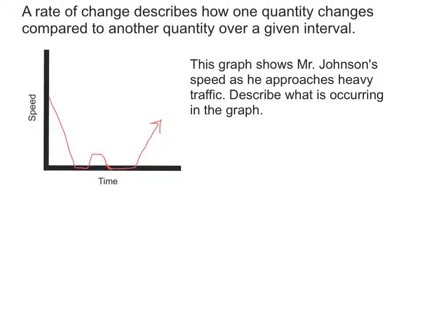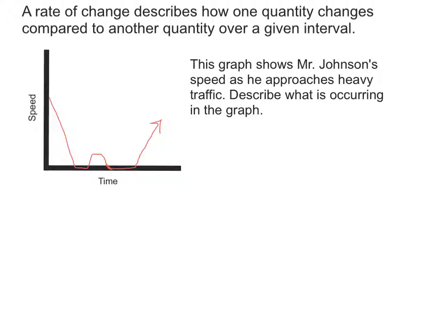Hello. Today we're going to be talking about rate of change. What a rate of change does is it describes how one quantity changes compared to another quantity over a given interval. In my graph, for example, I'm showing Mr. Johnson's speed as he approaches heavy traffic. And I'd like you to describe what is occurring in this graph.